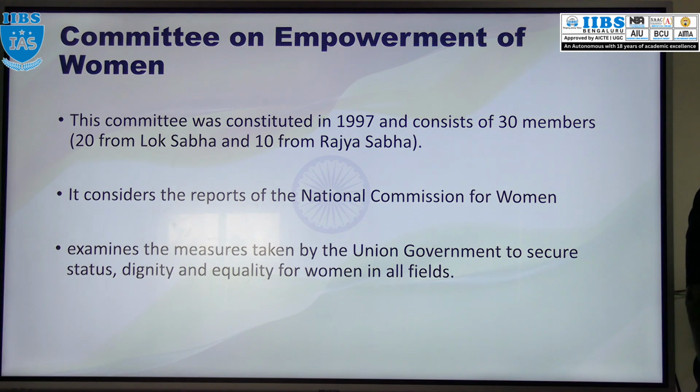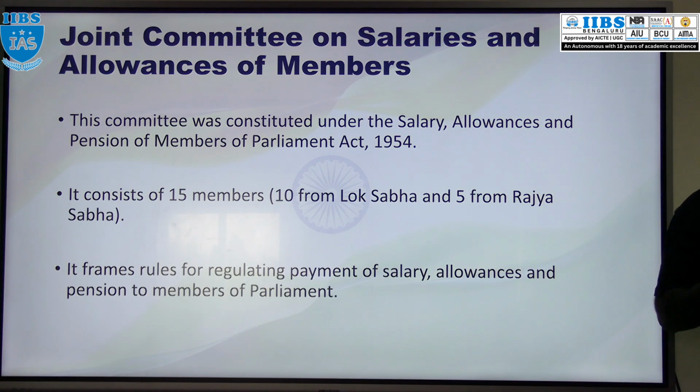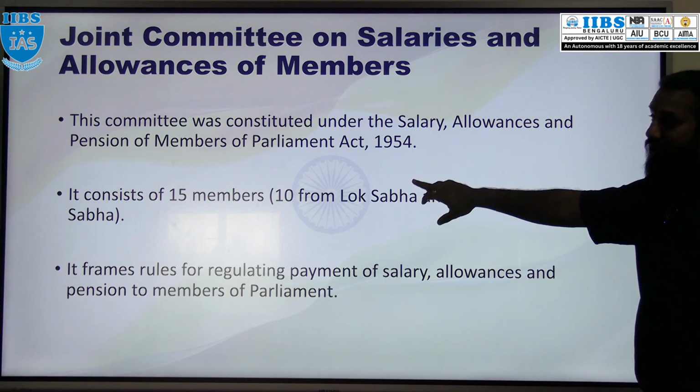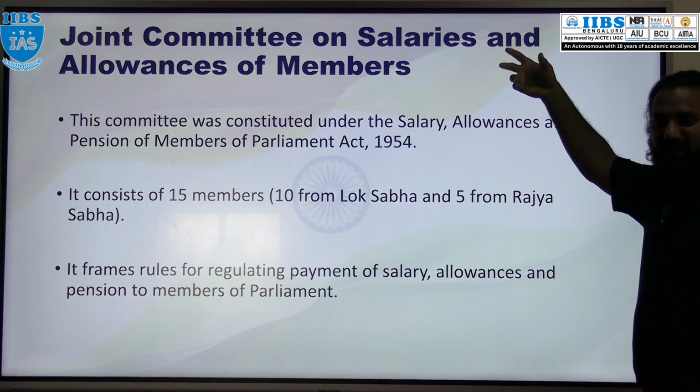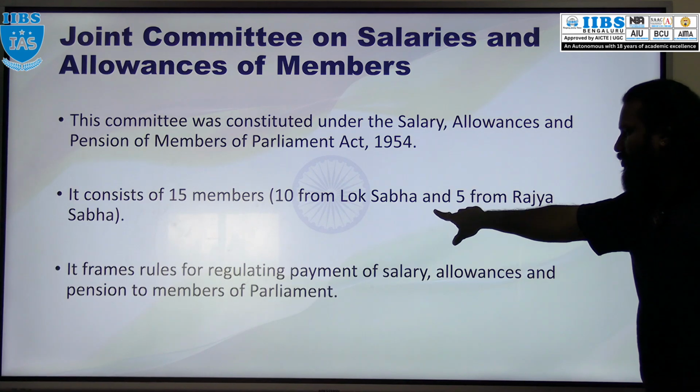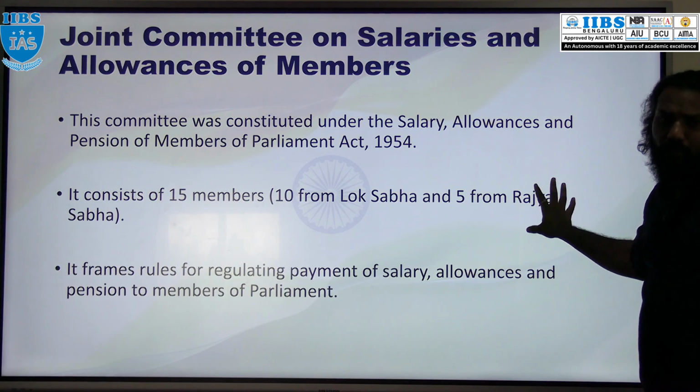Okay, the next, Joint Committee on Salary and Allowances of Members. This committee was established under the Salary, Allowances and Pension of Members of Parliament Act 1954. According to this act only, this committee was formed. It consists of 15 members. Joint committee means members are from both Lok Sabha and Rajya Sabha. Total members are 15: 10 from Lok Sabha and 5 from Rajya Sabha.